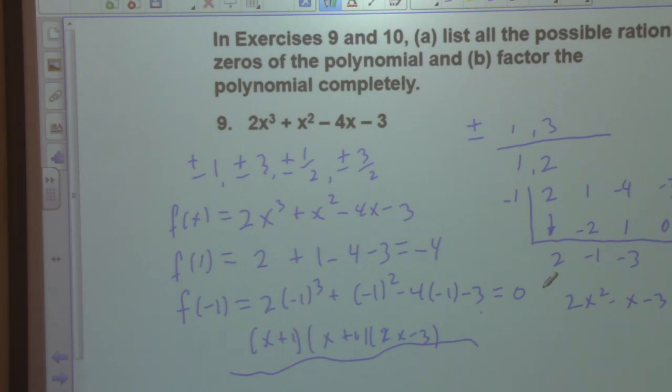But you wouldn't put the x plus 1 twice, would you? Yeah, you could put it twice, or you could just make it x plus 1 squared. Either way. So anyway, that's it. I know we haven't finished 10 quite.